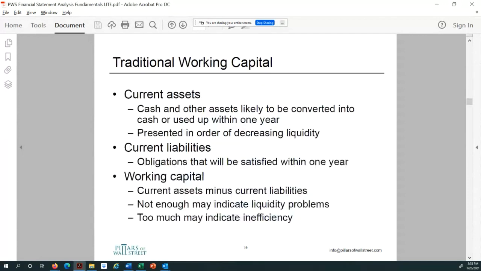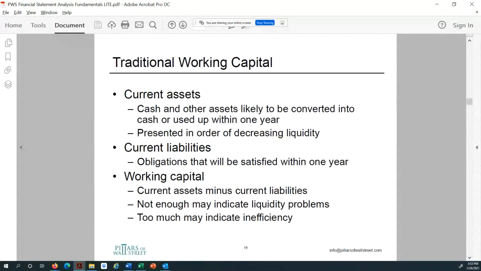Okay. Now, let's keep going here. Traditional working capital. What is this? Well, the accounting definition of working capital is current assets minus current liabilities. However, the corporate finance definition that we care about is a bit different, and we're going to see this on subsequent slides as well.